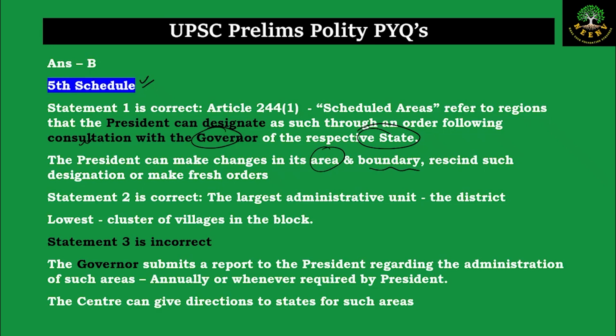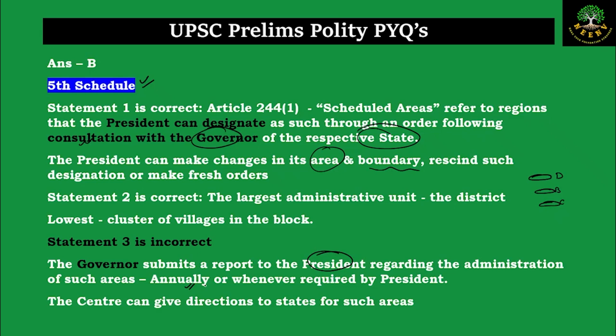And statement number 2 is also correct because, like I already explained, the largest administrative unit is the district. Below the districts we have the blocks, and below the blocks we have the cluster of villages. And finally, it's the governor who will submit a report to the president regarding the administration of such areas. And the report submission can be annual.